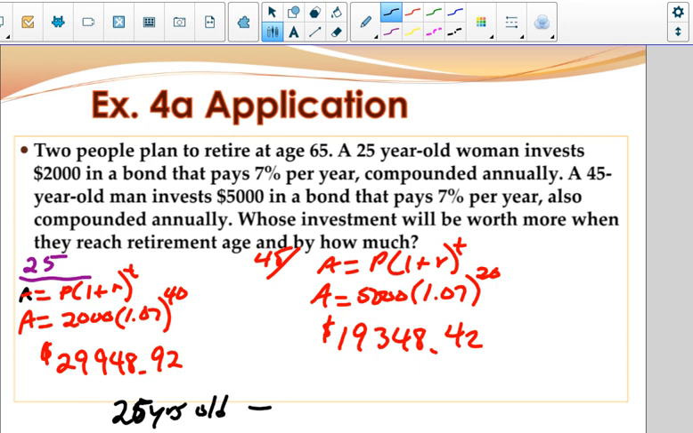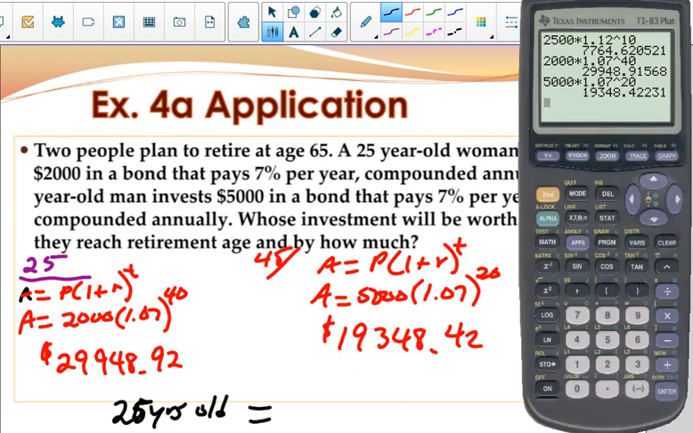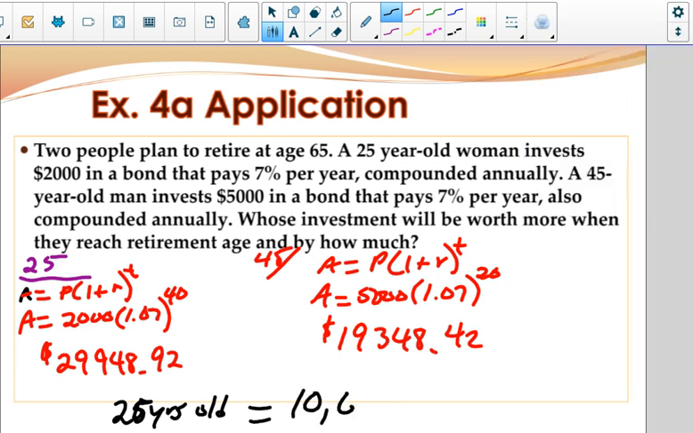And by how much? So I'm going to take my two amounts and subtract the two. I'm going to take 29,948.92, subtract 19,348.42, which gives us $10,600.50. That's the difference.